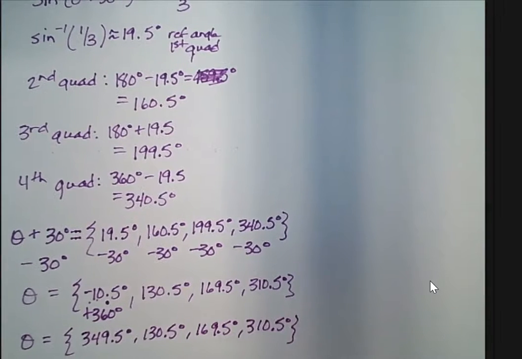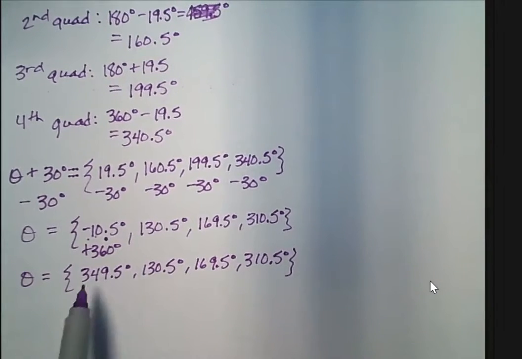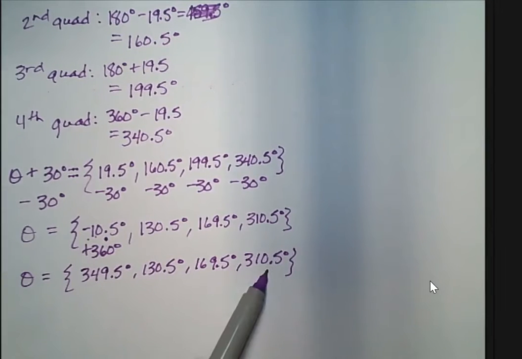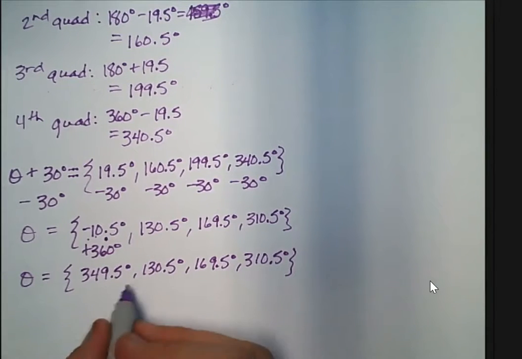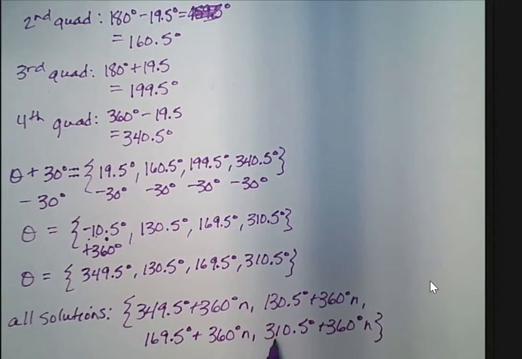There are 4 solutions between 0 and 360. For part B, it asks for all solutions. So all we have to do with that is take each one of these and add 360 times n to get the coterminal angles. There are all of our solutions.